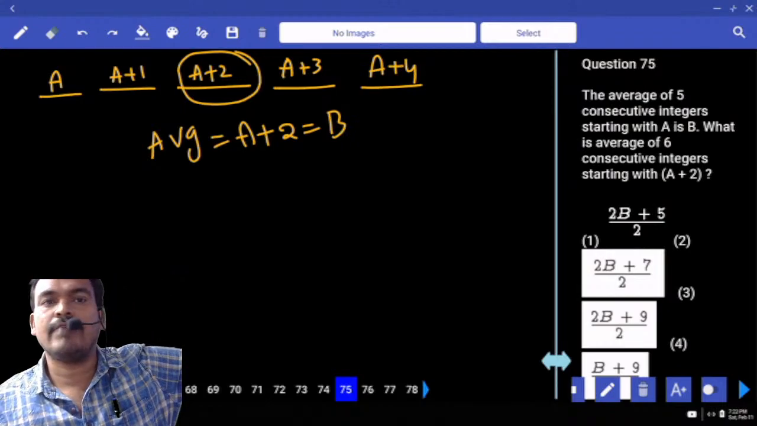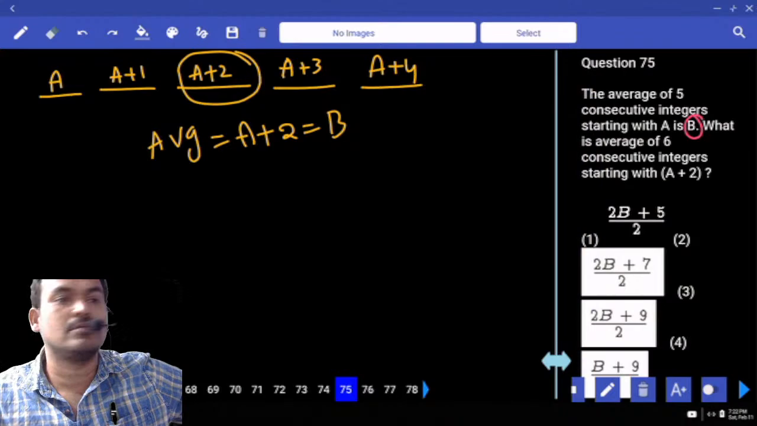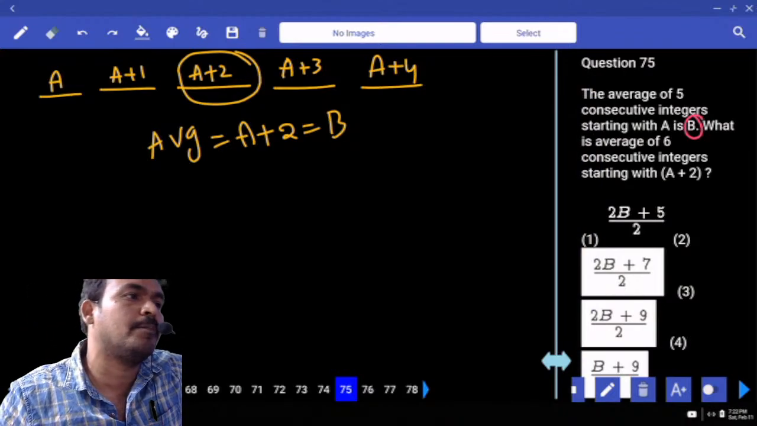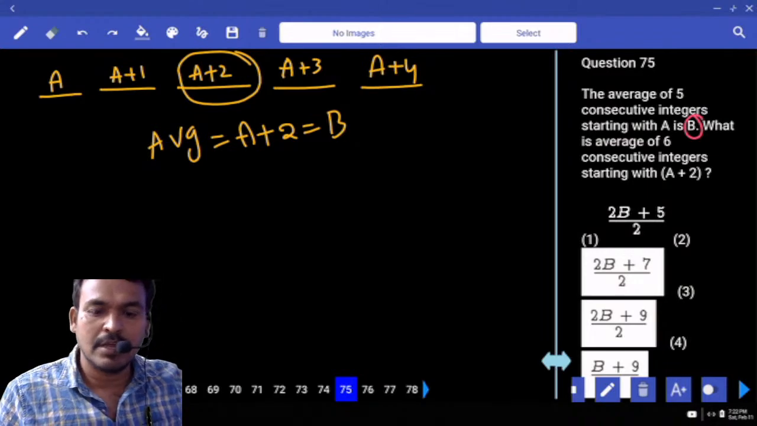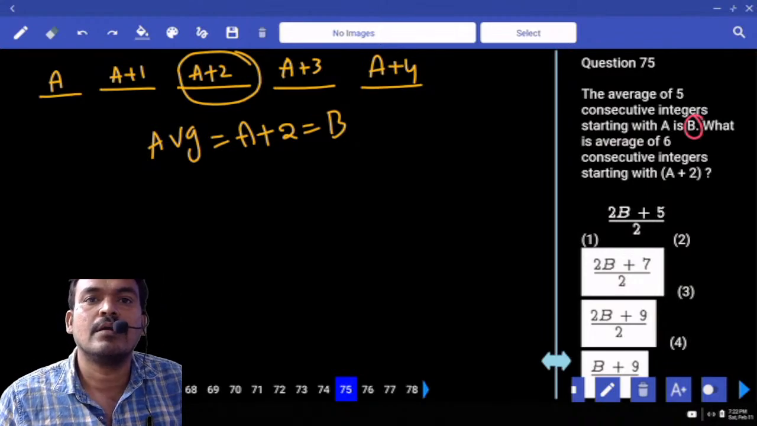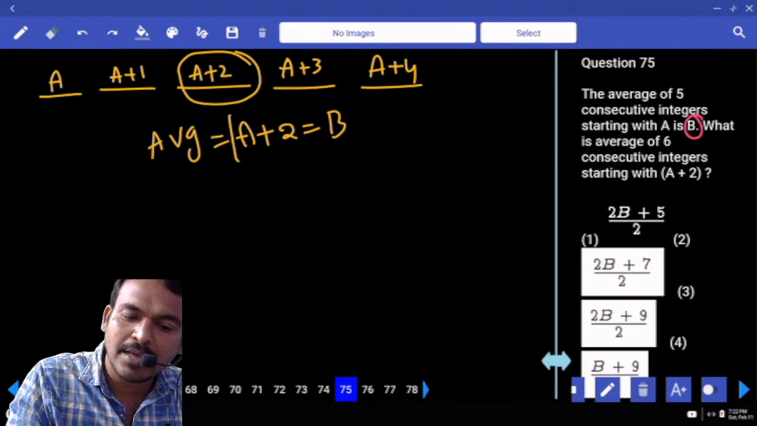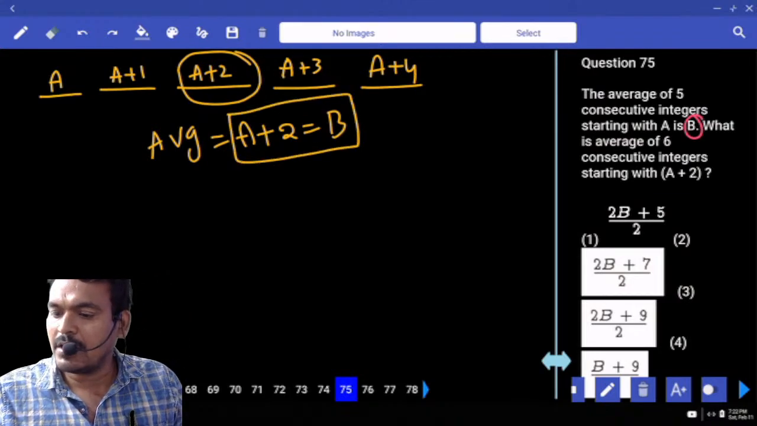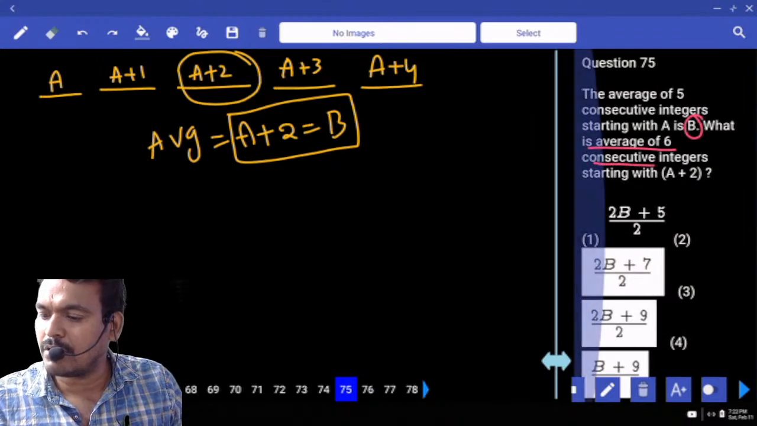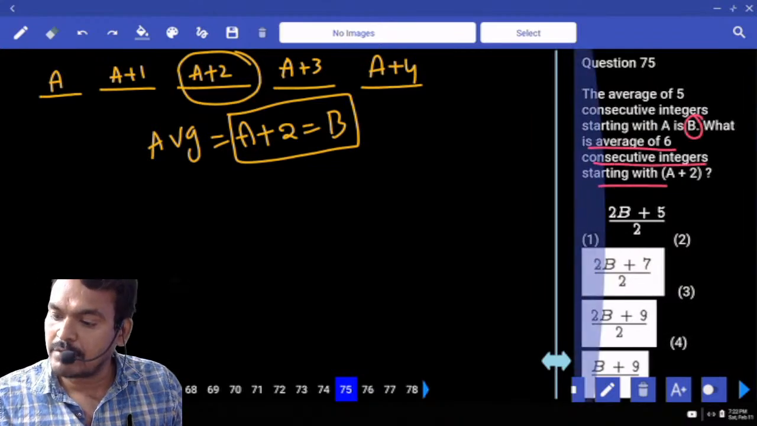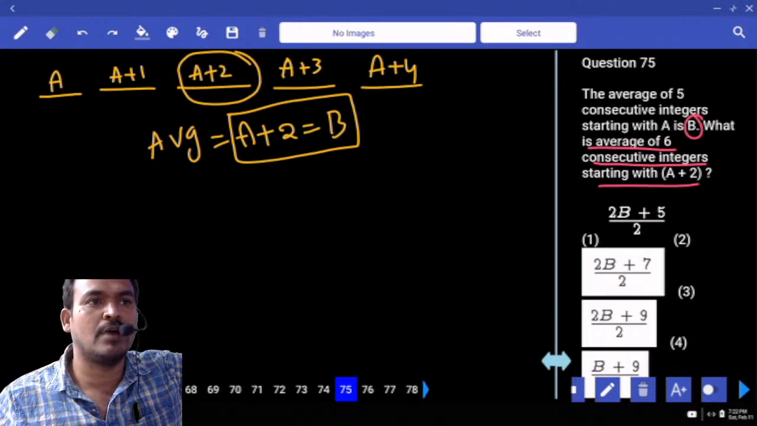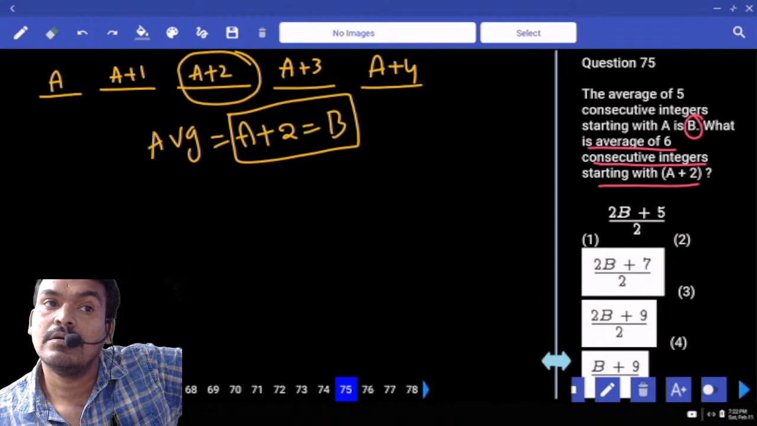The average of 5 consecutive integers is given as B. But the average of 5 consecutive integers we are getting is a plus 2. Then a plus 2 equals B. Means in place of a plus 2 we substitute B. And what is the question here? What is the average of 6 consecutive integers starting with a plus 2? Means first number is a plus 2, but a plus 2 means B.